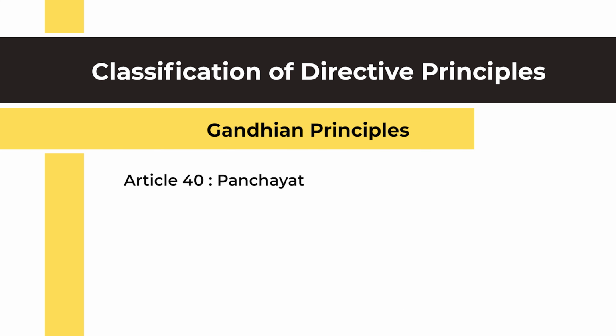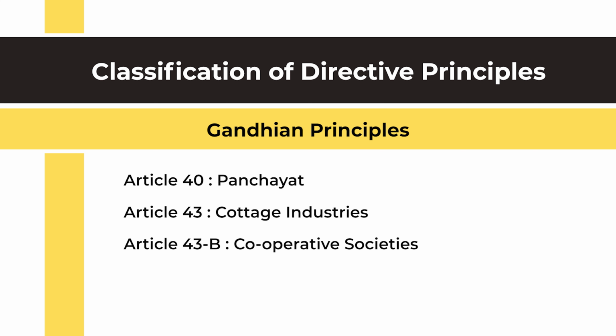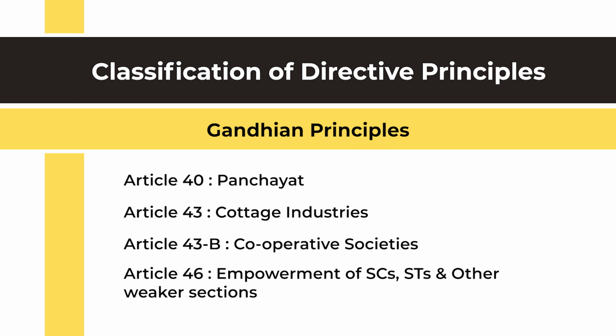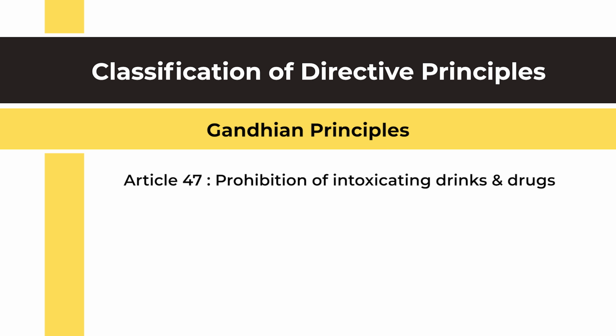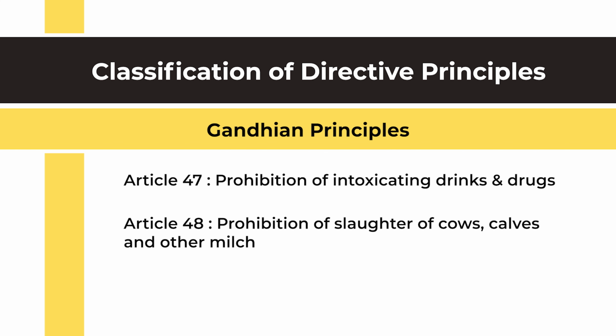Gandhian principles include Article 40, that is panchayat. Article 43, that is cottage industries. Article 43B, that is cooperative societies. Article 46, that is empowerment of SCs, STs and other weaker sections. Article 47, that is prohibition of intoxicating drinks and drugs. Article 48, prohibition of slaughter of cows, calves and other milch.